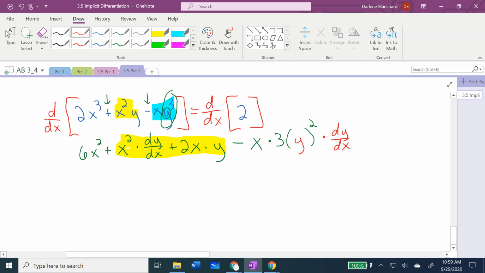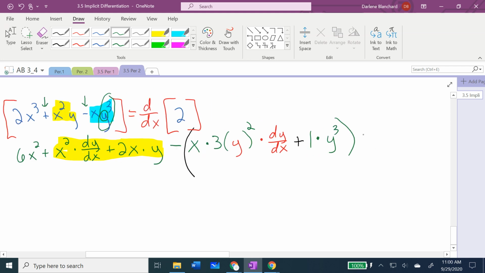Now let's be careful. I really should be putting parentheses when I see a subtraction sign. I am in the middle of a product rule. Plus, now I'm going to take the derivative of x with respect to x, and I'm going to keep the y cubed. And then on the other side of the equation, I have the derivative of 2. It's a constant, so its derivative is 0.